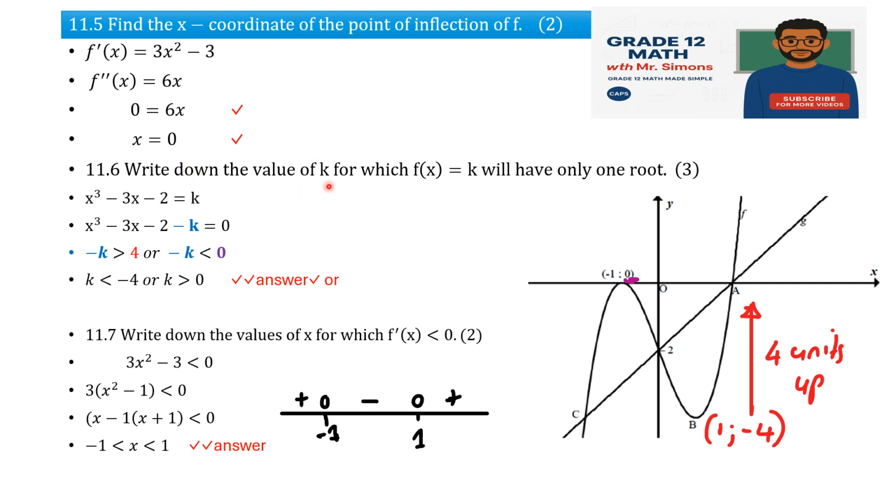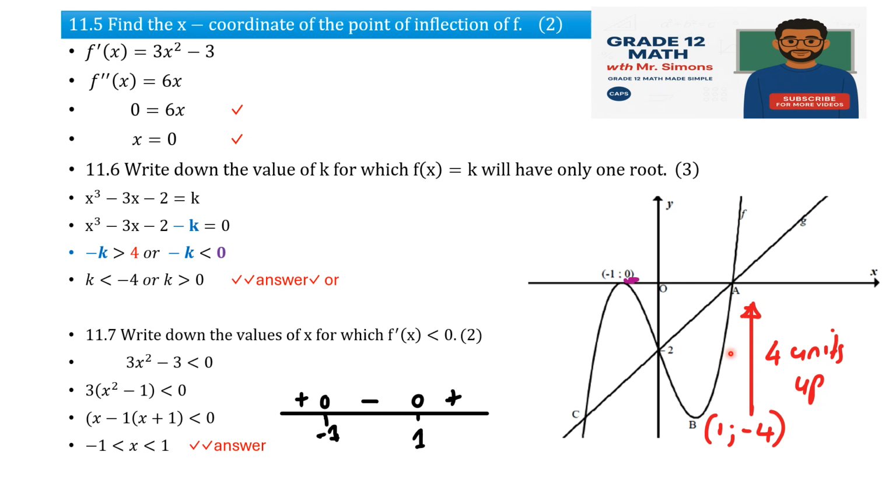11.6, write down the value of k for which f(x) equal to k will have only one root, for 3 marks. Currently I have -1 and 0, and there are 2 roots. I have to rearrange this so it forms 1 root. So the equation f(x) is x cubed minus 3x minus 2 equal k. If I take k over, from positive k it becomes negative k. So to answer this, I'm starting from negative k.